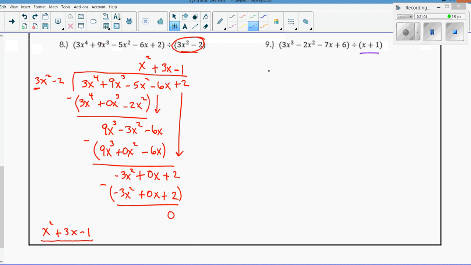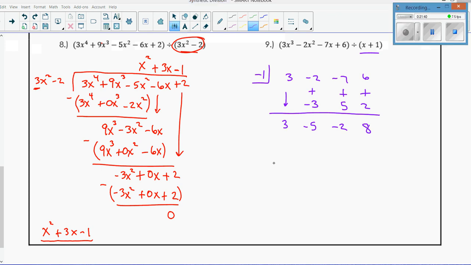X plus 1. So yes, I can use synthetic division. My coefficients are 3, negative 2, negative 7, and 6. I just want to check real quick. This is to the third, to the second, to the first, to my constant, so I'm good. All right, bring my 3 down. Multiply, I get negative 3. Add them up, I get negative 5. Multiply, I get 5. Add, I get negative 2. Multiply, I get 2. Add, I get 8.